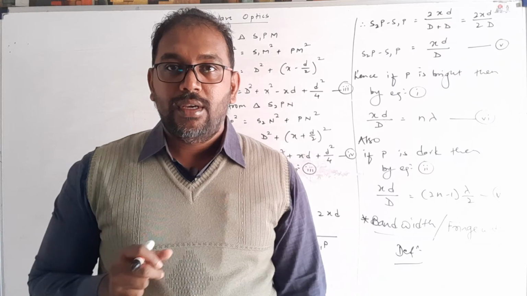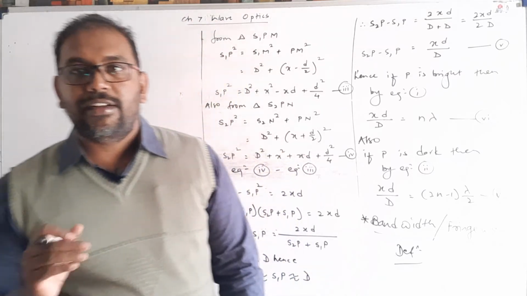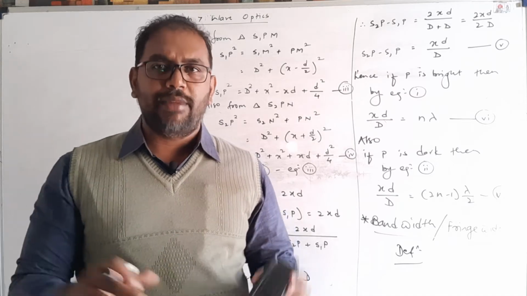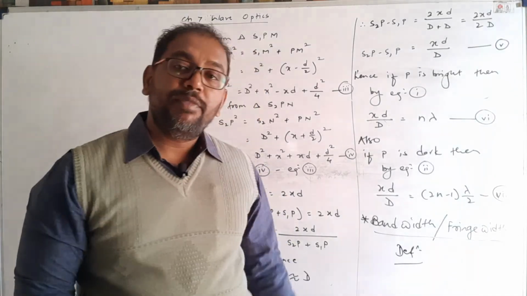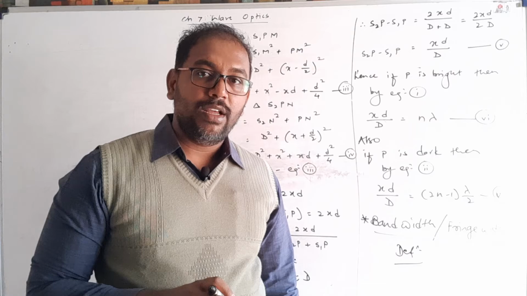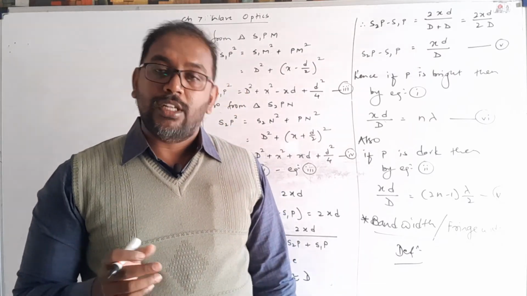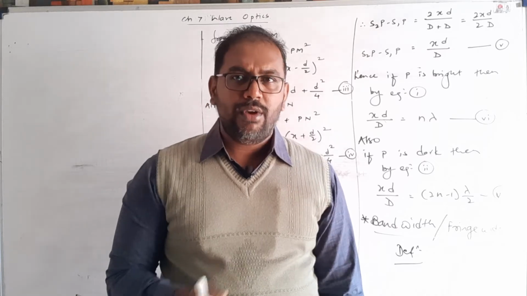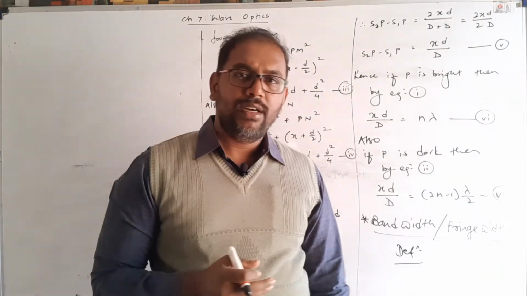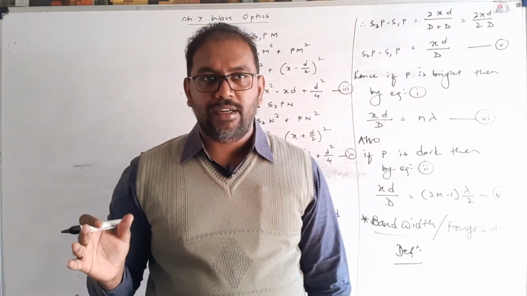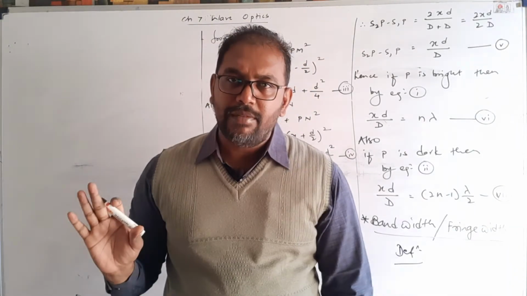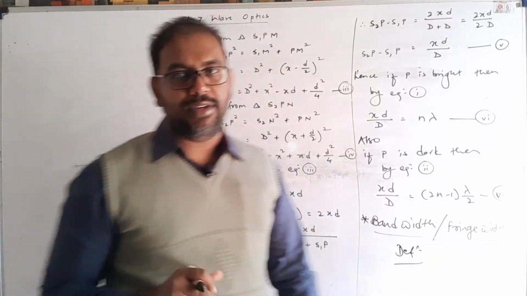You know the interference pattern: we get a bright point, then a dark point, then bright, then dark, alternately. The distance between any two adjacent bright points is the bandwidth, or the distance between any two adjacent dark points is also the bandwidth. Because we get a uniform pattern here, the distance between any two bright points, as well as any two dark points, is the bandwidth.